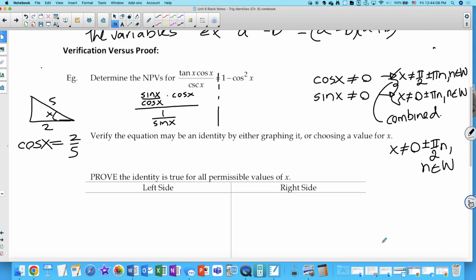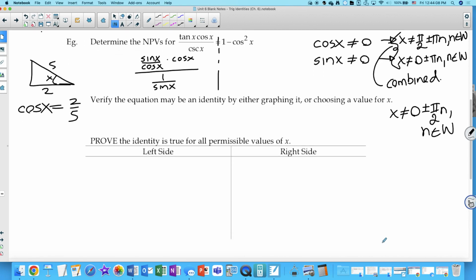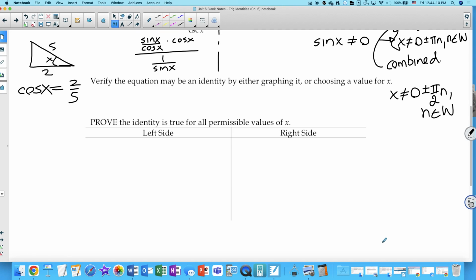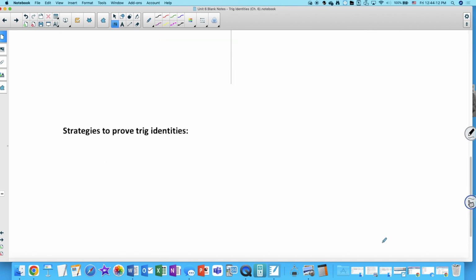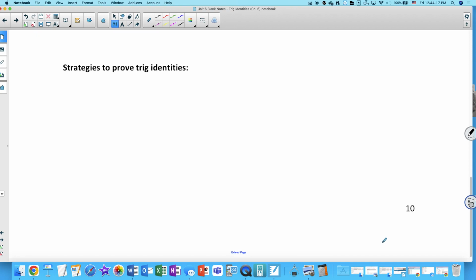Now we are going to prove this identity. Okay? And actually, before we do that, I have a space for us to write some strategies down as well in terms of how do we go about doing this. I think I'd actually like to start with that. Let's talk about some strategies.